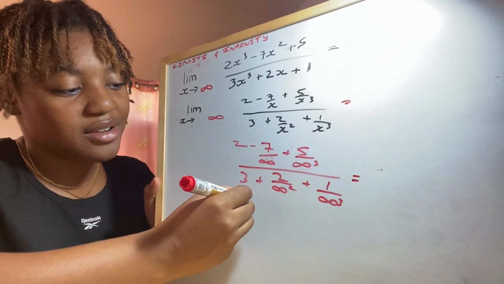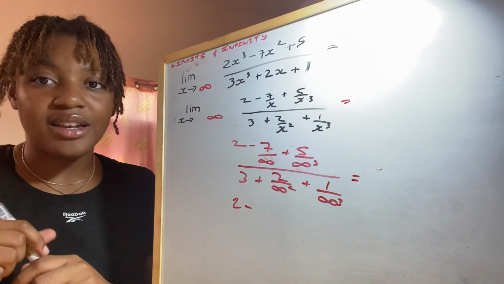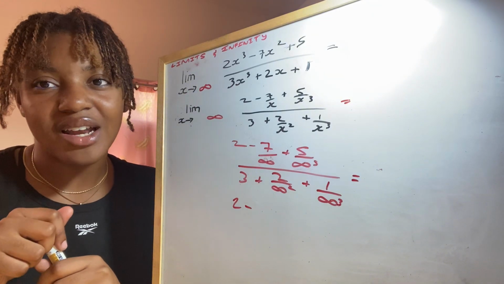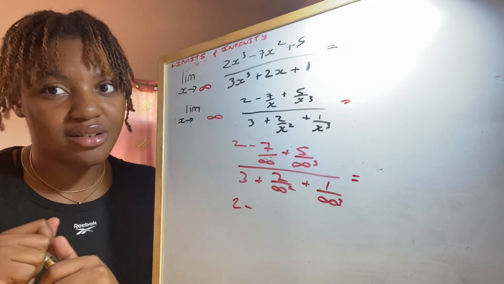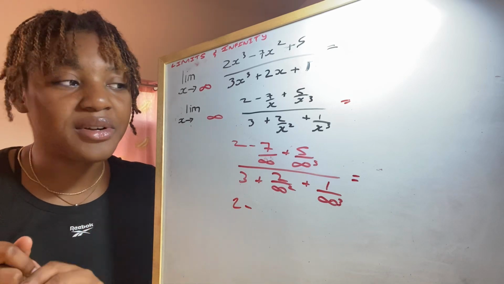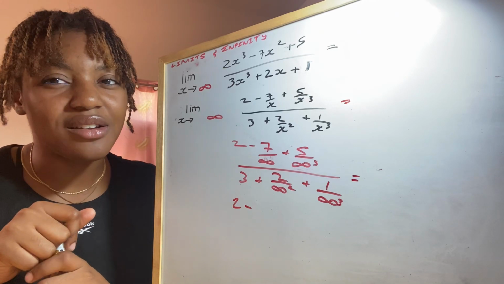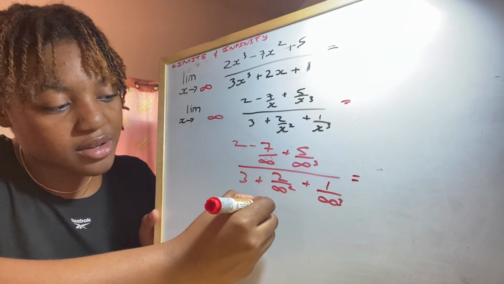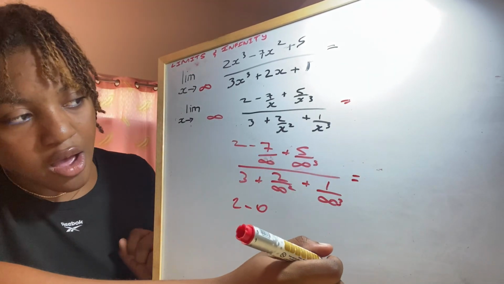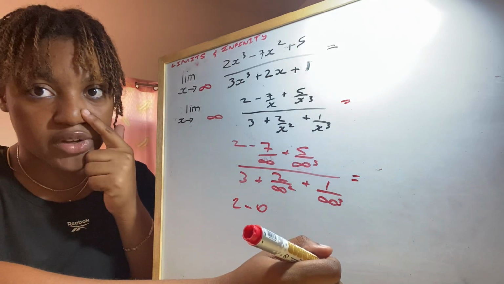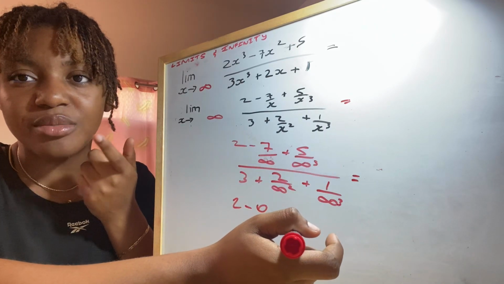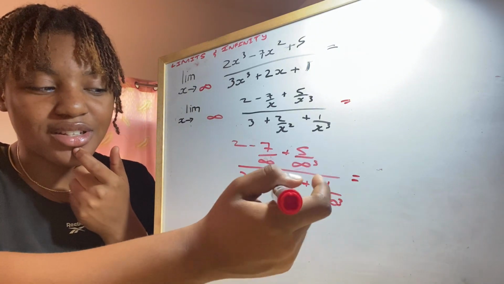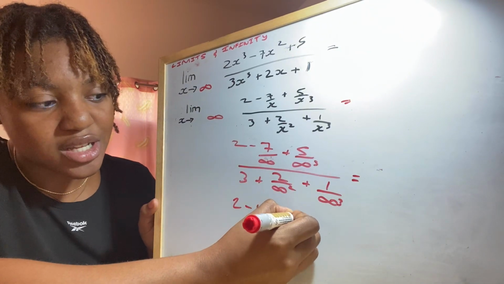So from here, 7 is being divided by infinity. So we'll have a smaller number being divided by a larger number. What would that give us? 0. Because how many times can infinity go into 7? 0. So we're going to have 0. Same thing goes for the 5 over infinity cubed, because infinity cubed would simply be infinity. You can't get much larger than infinity. So we're going to have the plus 0.